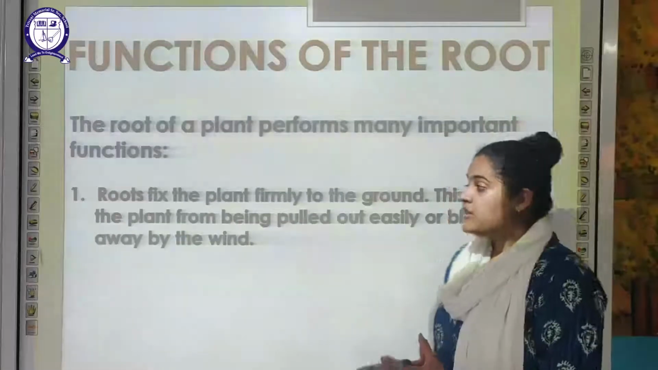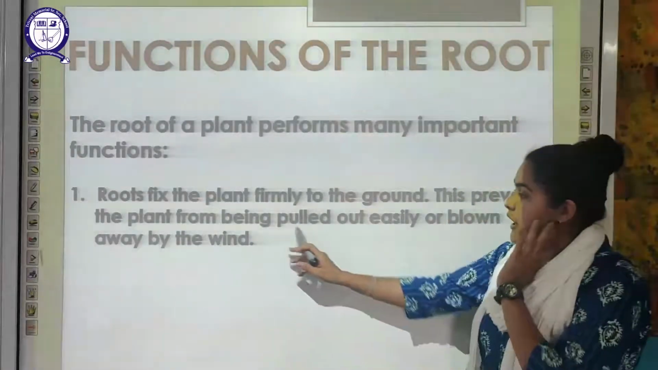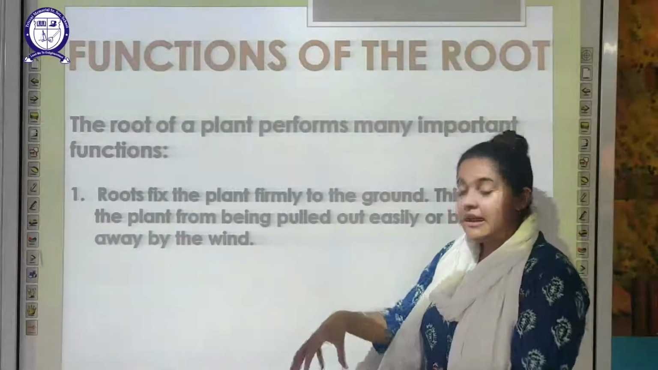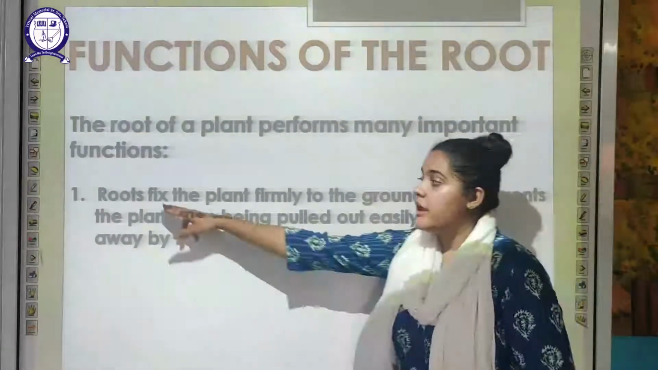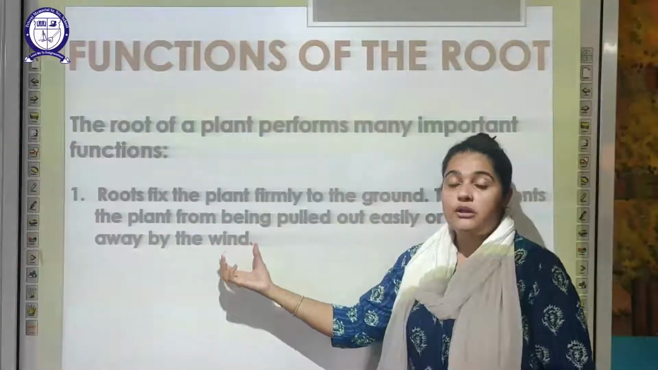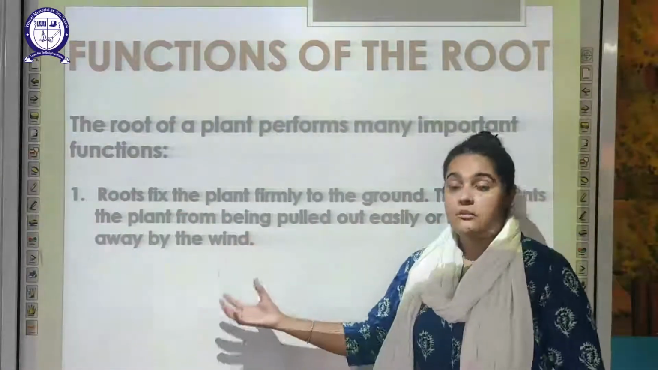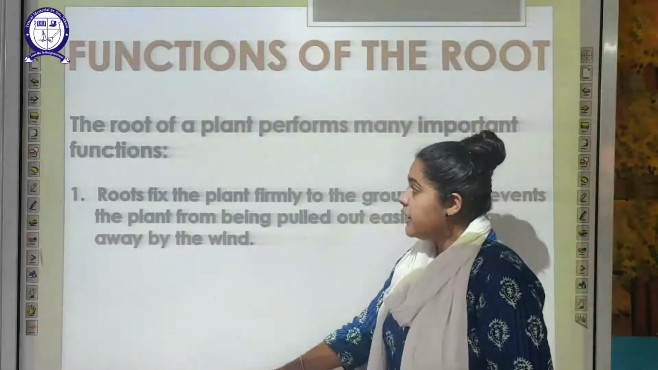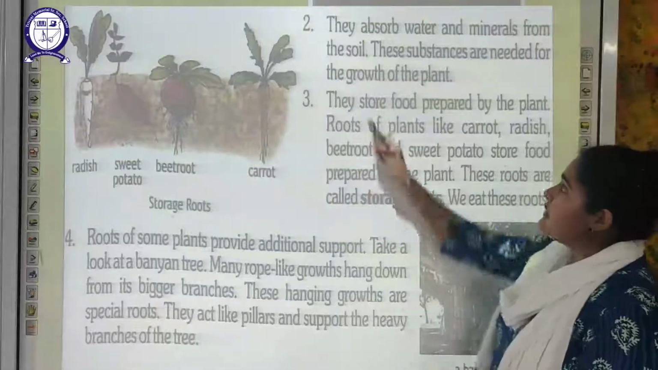So these roots help the plants from being pulled out easily. They cannot be pulled out if you try to pull a plant, because it is fixed to the ground with the help of its roots, and it will also prevent them from being blown away by the wind. They are not even affected by the wind because the roots fix those plants firmly in the ground.